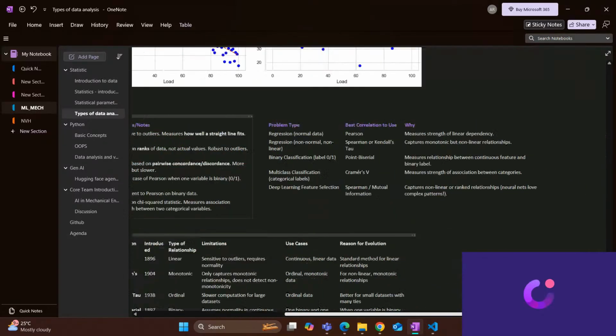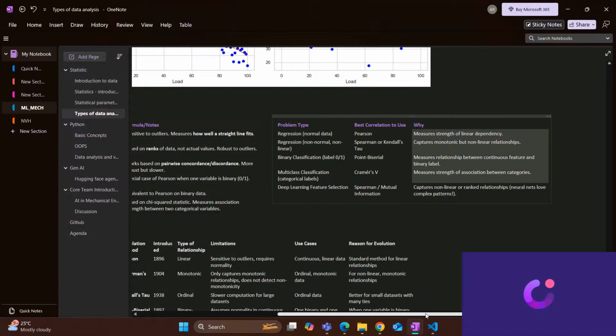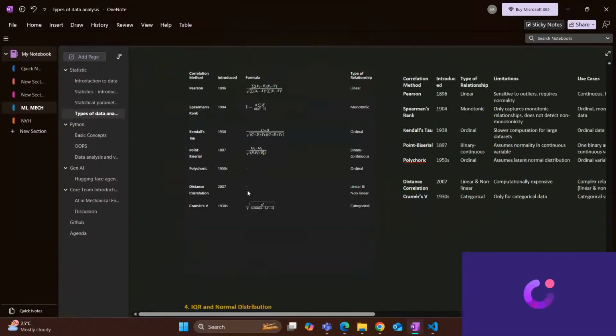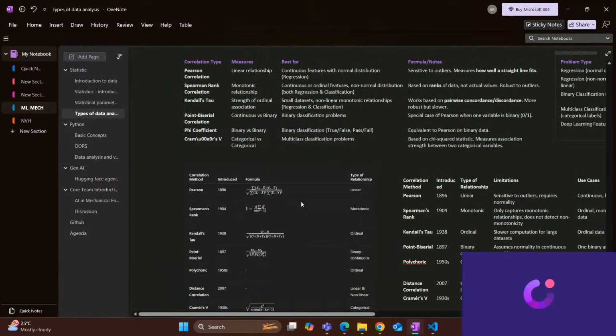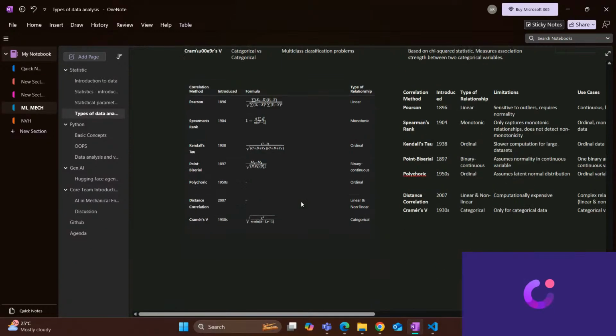So I have just put it down over here as a table. For what problem type, which correlation method can be used, and why it can be used, because what is its strength, right? So this gives us a perspective on what kind of mathematical method can be used to realize our data relationships.